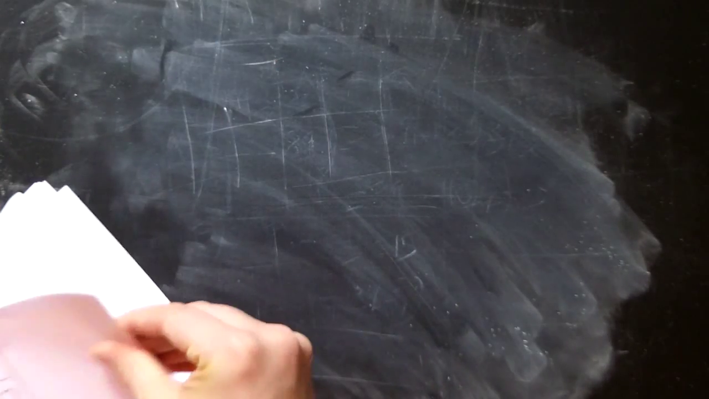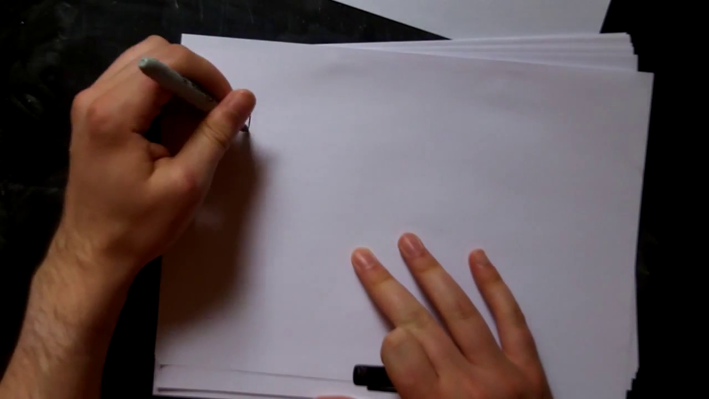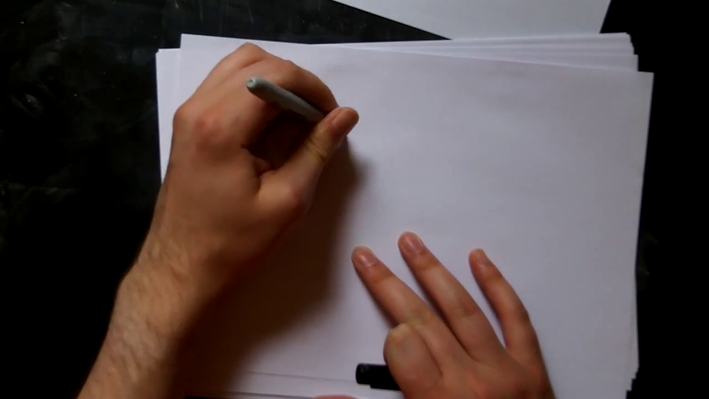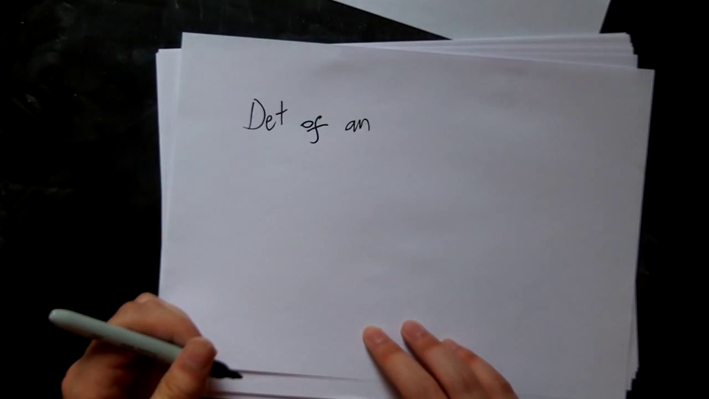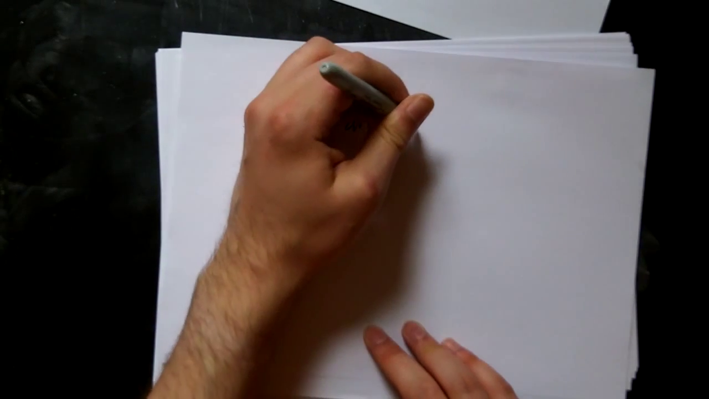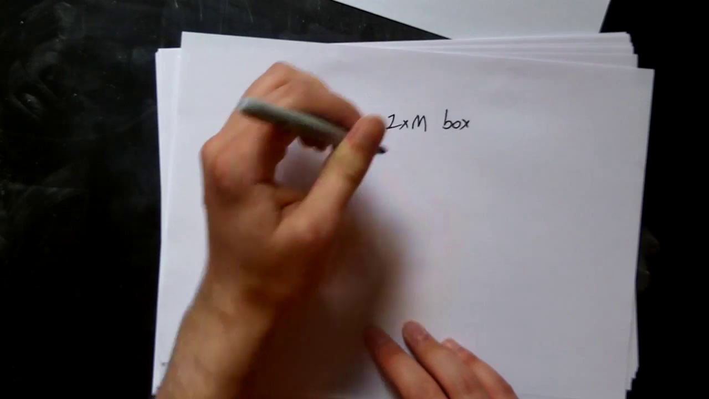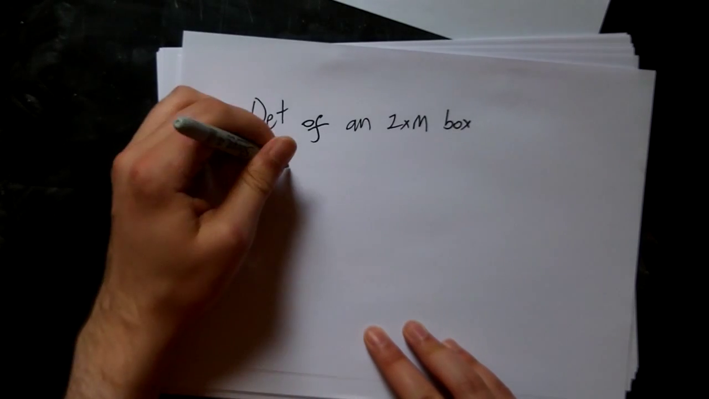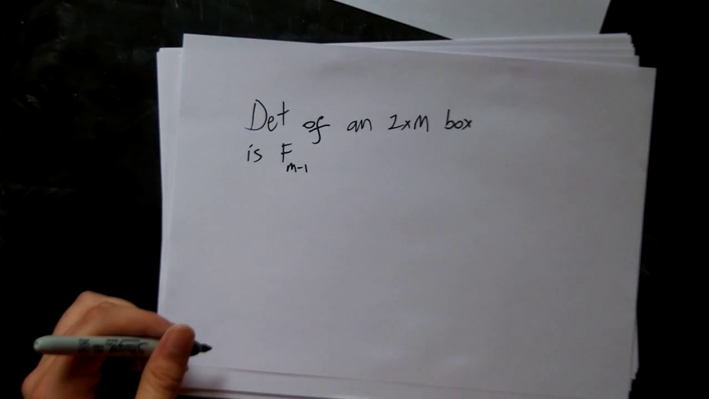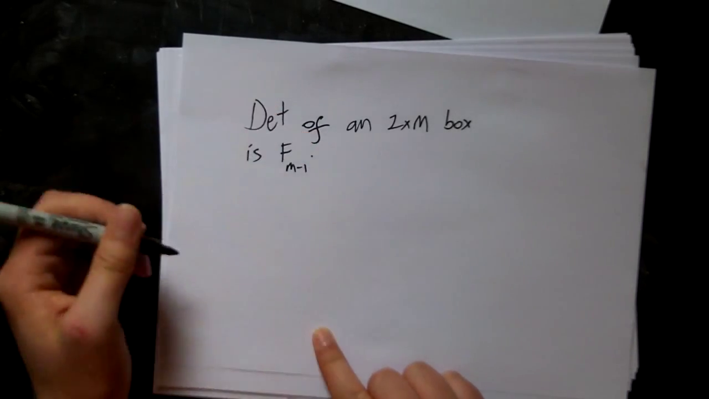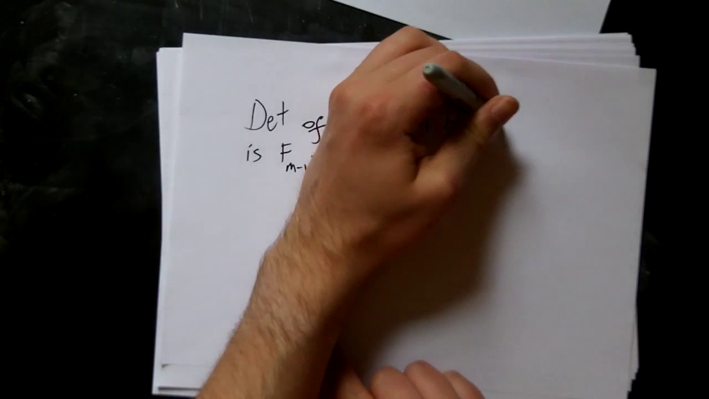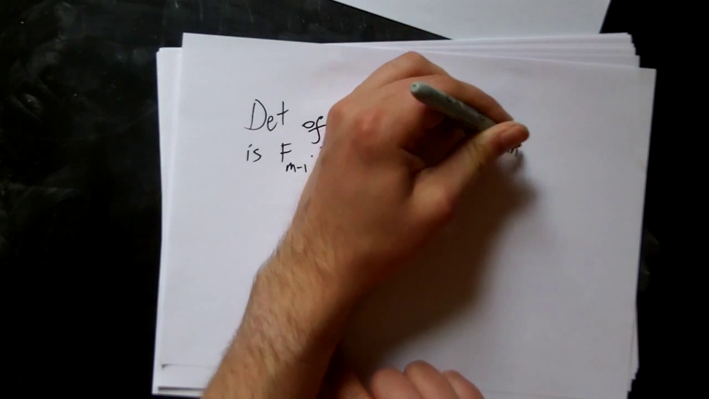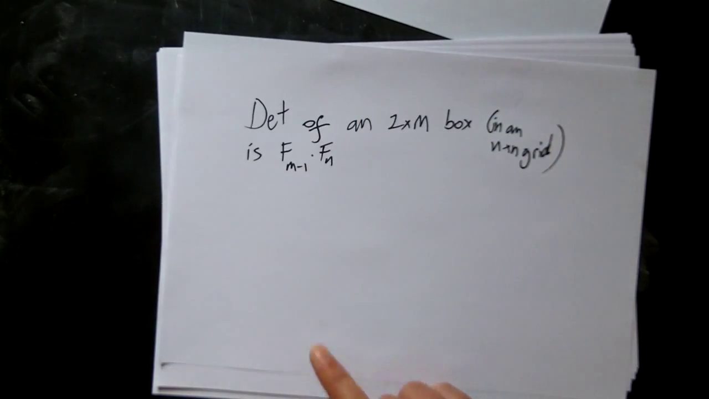Let's get another bit of paper. Oh, that's a big pen. The determinant of, what do you do? Rows and columns. So a 2 by m box is F, what do I want to do? m minus 1, I think, because when it was 2 wide, it was 1. When it was 3 wide, it was 1 again. Yeah, so F m minus 1 times Fn. This is in an n by n grid. Okay.